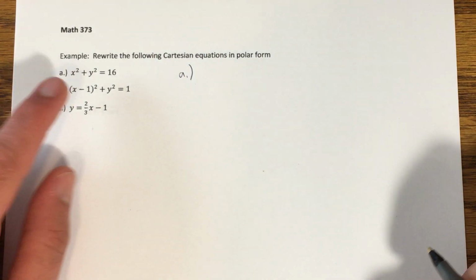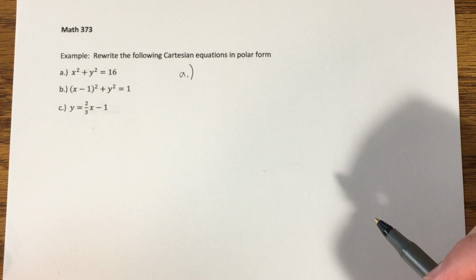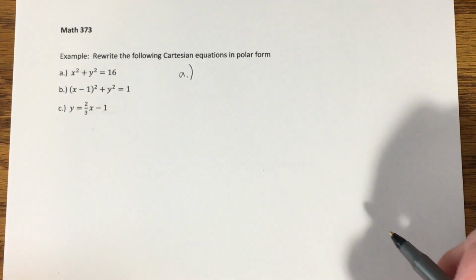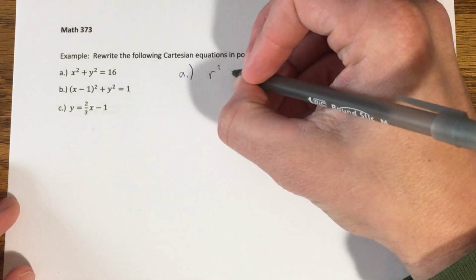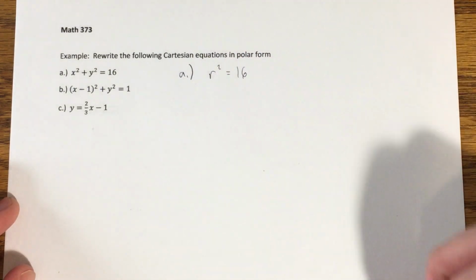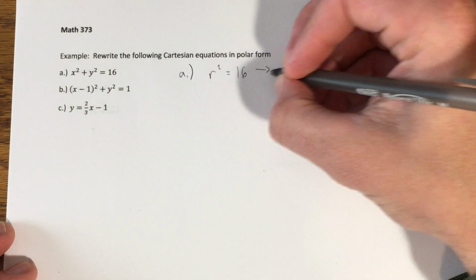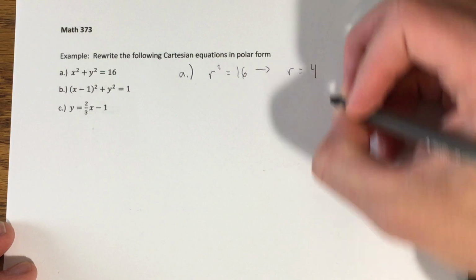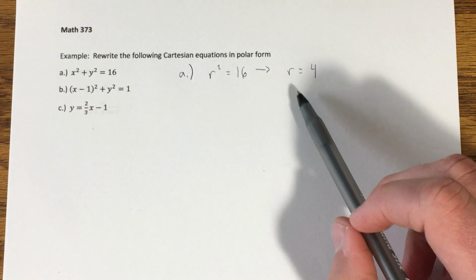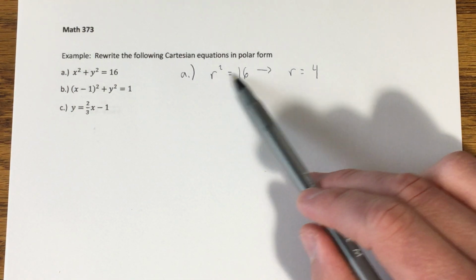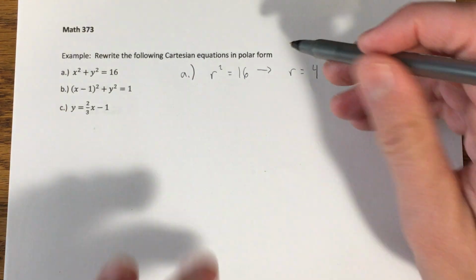A is actually very straightforward. I have x squared plus y squared equals 16. But x squared plus y squared is equal to r squared. That was one of our conversion formulas. So I can say that r squared is equal to 16. Now at this point I can take square roots of both sides to get r equals 4. One thing I want to point out is that normally when you take square roots of both sides, you would pick up a plus or minus right here. It's actually unnecessary in this case.